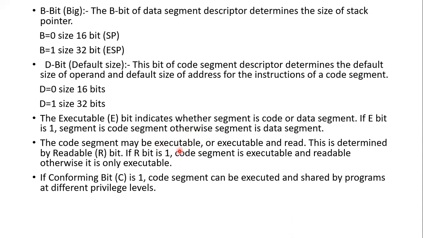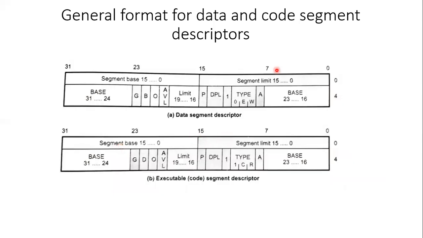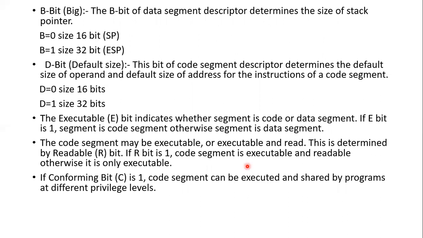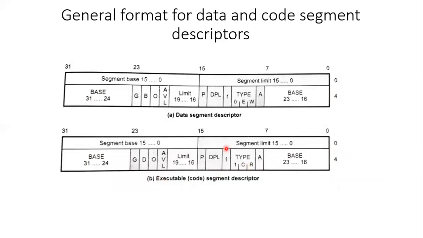A code segment can either be only executable, or it can be executable and readable. This is determined by the readable bit, that is the R bit. This is the format of a code segment. It will determine whether the code segment is executable or executable and readable. But who will tell you whether it is executable and readable? This R bit, this readable bit.